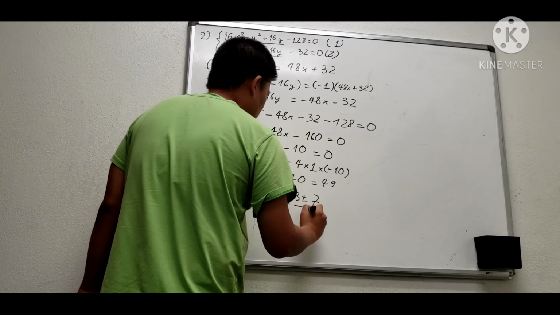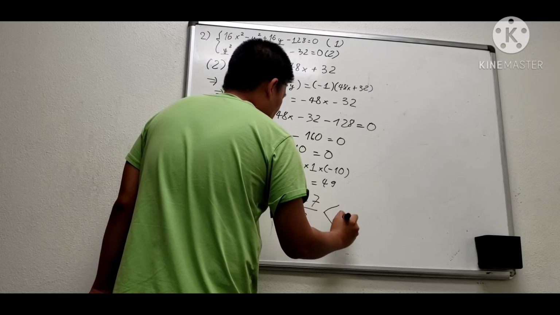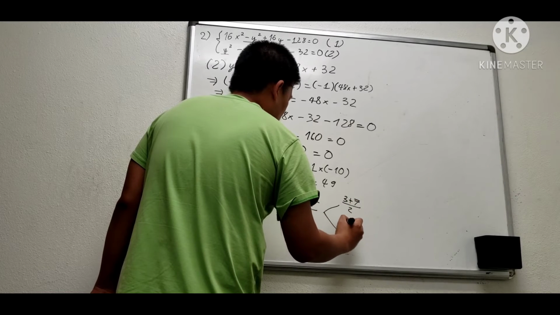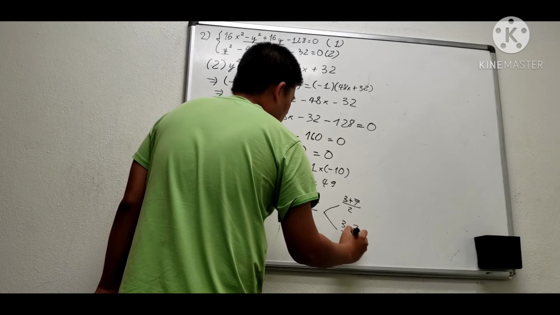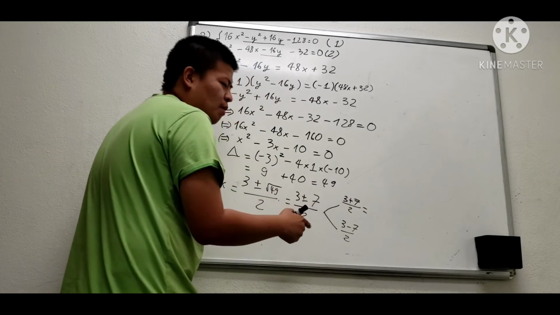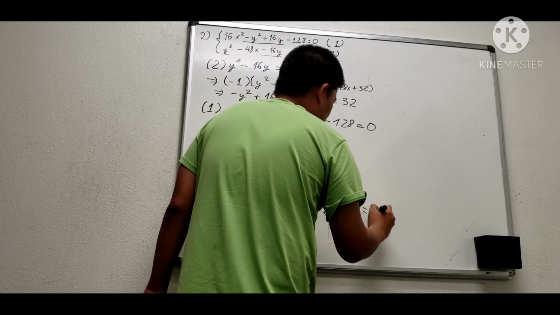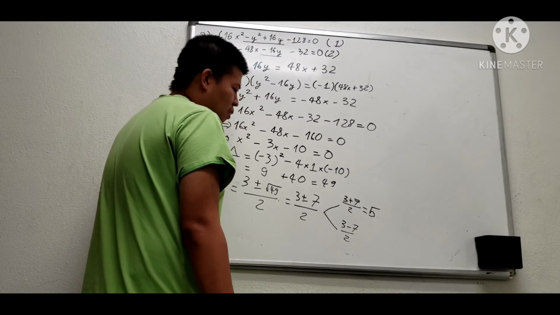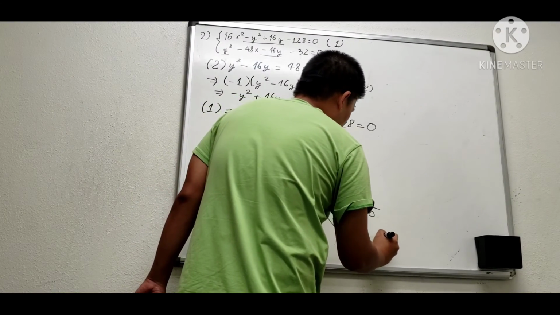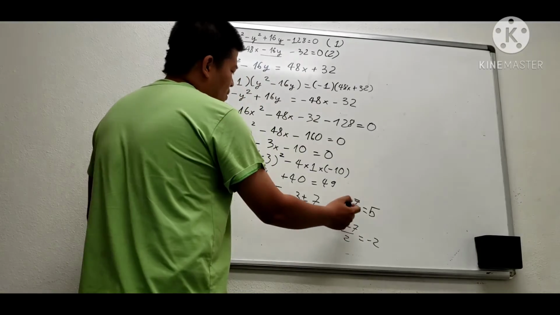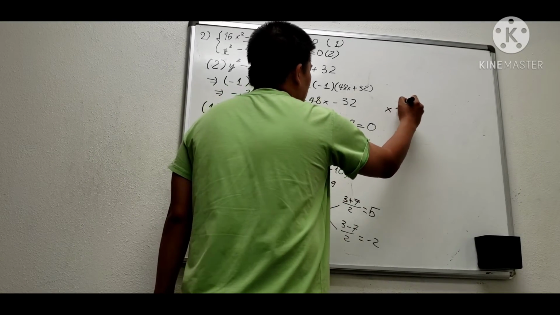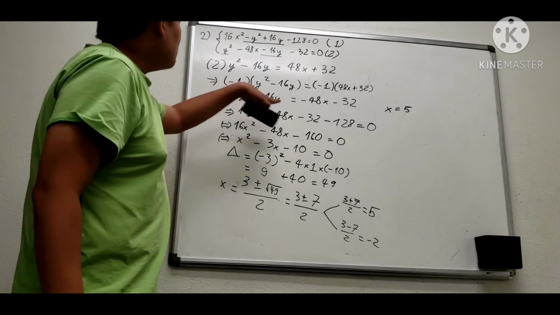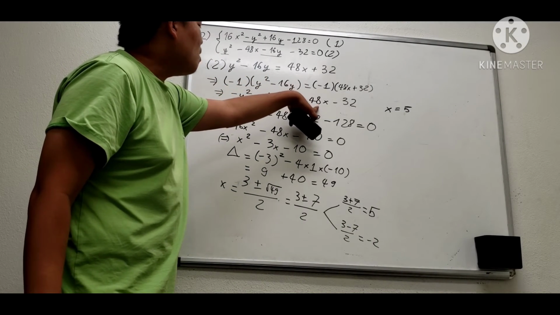You get 3 plus or minus 7, divided by 2: 3 + 7 and 3 - 7. 10 divided by 2 is 5. 3 minus 7 is minus 4, and minus 4 divided by 2 is minus 2. So we have s equal to 5 here, and s equal to minus 2.